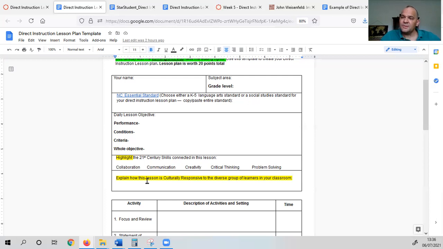All right. So in this box, I want you to explain in 1 or 2 sentences how the lesson connects to the culture. How is it culturally responsive to the kids in your classroom, to the diversity in your classroom?